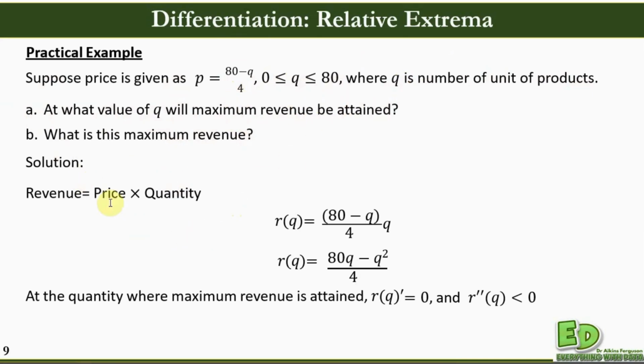So we're talking about maximum revenue or total revenue. How do you get total revenue? It is price times quantity. We have the price function here to be 80 minus Q all over 4. We just multiply that by Q, and then we have 80Q minus Q squared all over 4, right? At the quantity where maximum revenue is attained, the differential of the total revenue function is equal to 0. So what do we do? Differentiate this function, equate it to 0 to get the quantity, right?